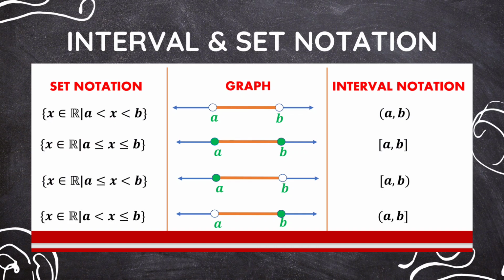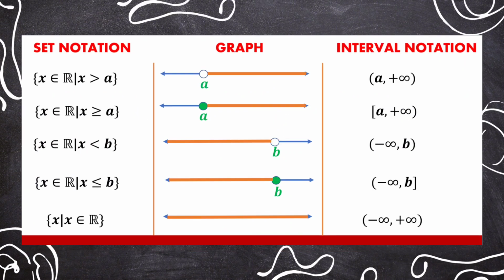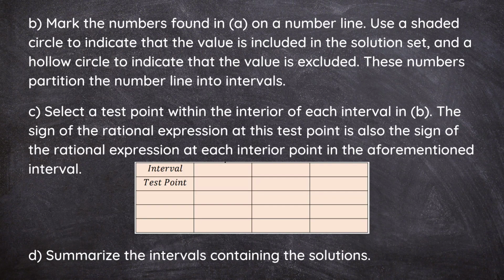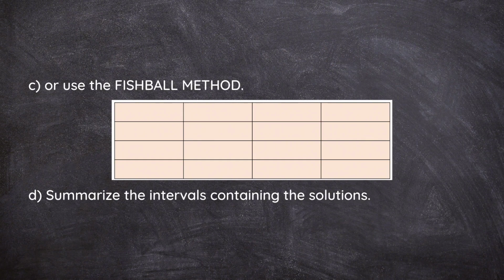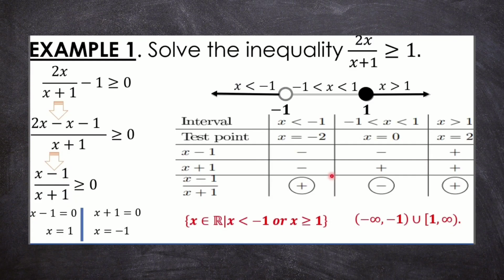So this is the interval and set notation table. This is the procedure for solving rational inequalities. Let's have this example: 2x over x plus 1 is greater than or equal to 1. So first, the 1 on the right side must be 0. What we will do is just move 1 to the left side, so it will be 2x over x plus 1 minus 1 is greater than or equal to 0.